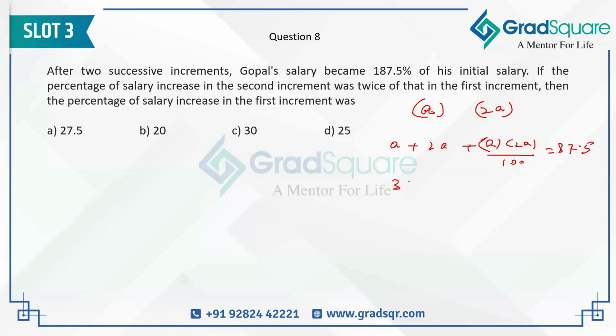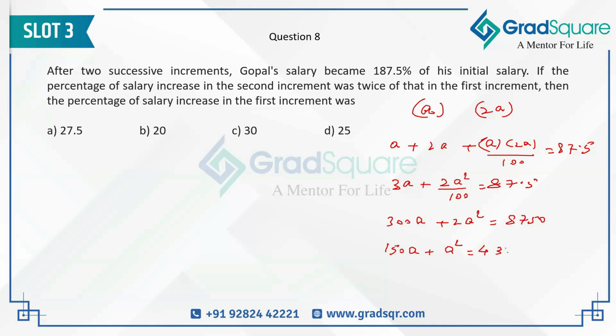So this will turn out to be 3A plus 2A square divided by 100 equals 87.5. It is easier for me to multiply by 100, so I'm saying 300A plus 2A square will turn out to be equal to 8750. That's the value that you are looking at. Now, if you cancel a 2 throughout, it is going to be 150A plus A square equals 4375. Now, if you take A common from here, you will realize it is A times (150 plus A) equals 4375.